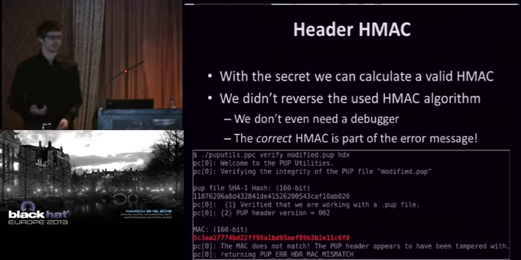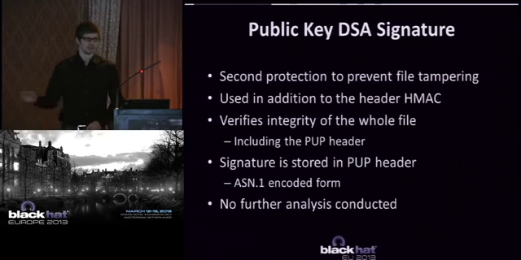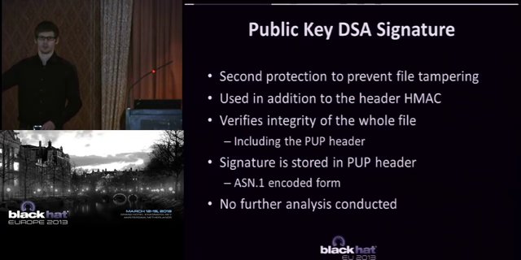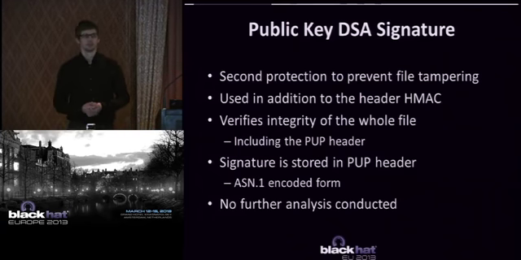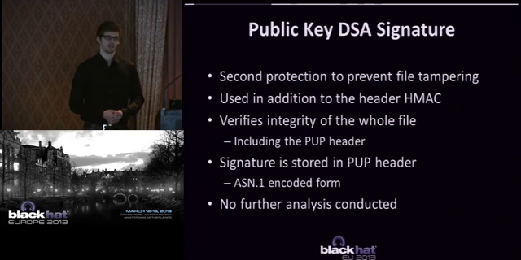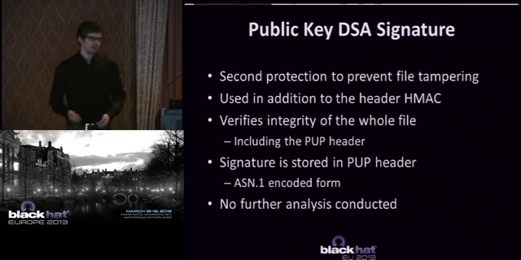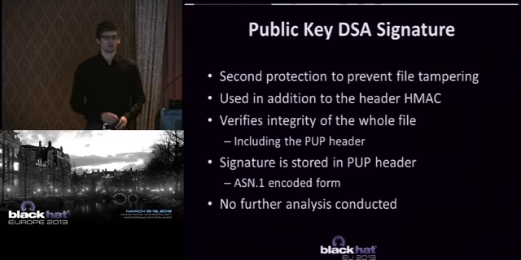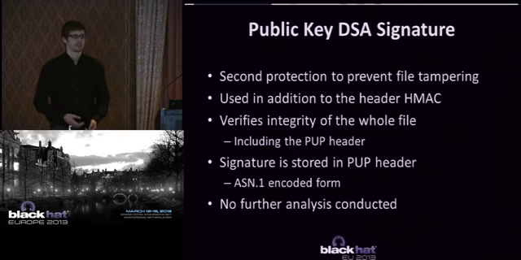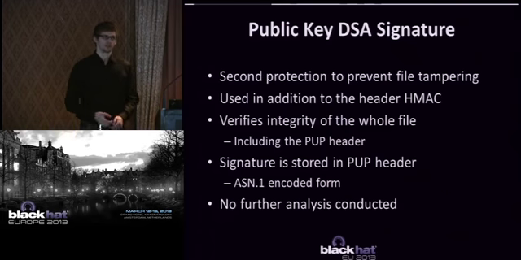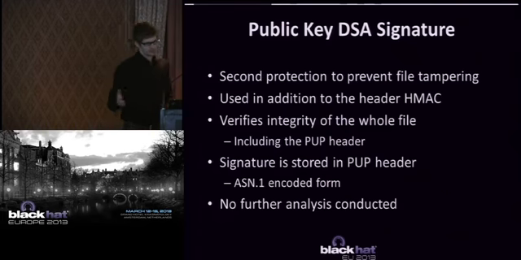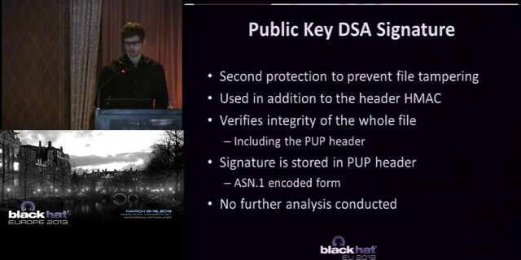However, as I said, there's another protection mechanism, which is this public key DSA signature, which was at the end of the header. And this one is actually calculated over the whole file, including the pub header. So it's not enough to just break the pub header protection, but you also need to break this mechanism in order to modify the file. At this point, we stepped back for a second because our initial goal was to root the device. And it turns out there are much easier methods to root the device instead of trying to tamper with the pub file. So we didn't do any further analysis on that mechanism.